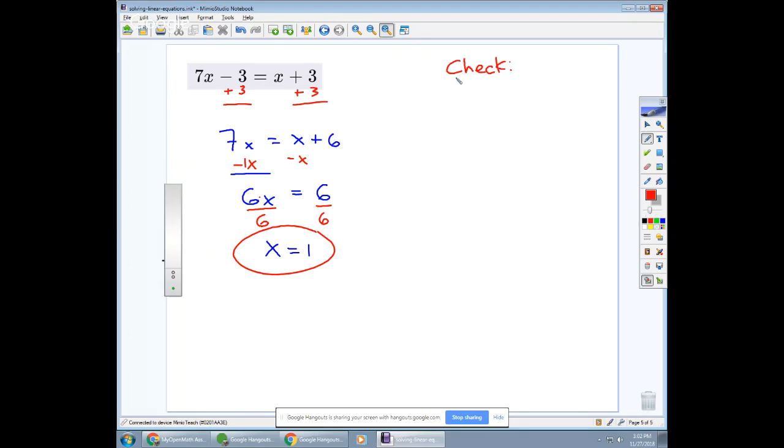So I hope that's the answer, but I don't really know yet. So I'm going to plug in 7 times 1 minus 3 is supposed to equal 1 plus 3. So let's see, that would be 7 minus 3 is 4, and 1 plus 3 is 4. So yep, that checks. I do have the right answer.